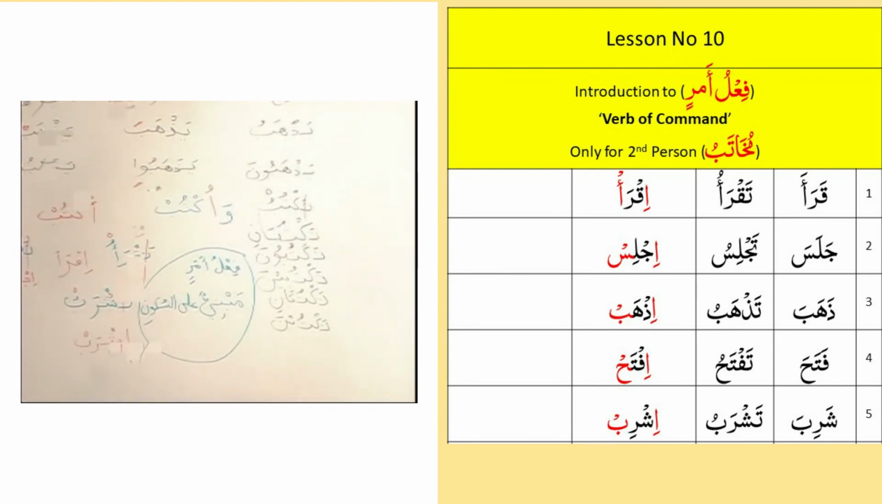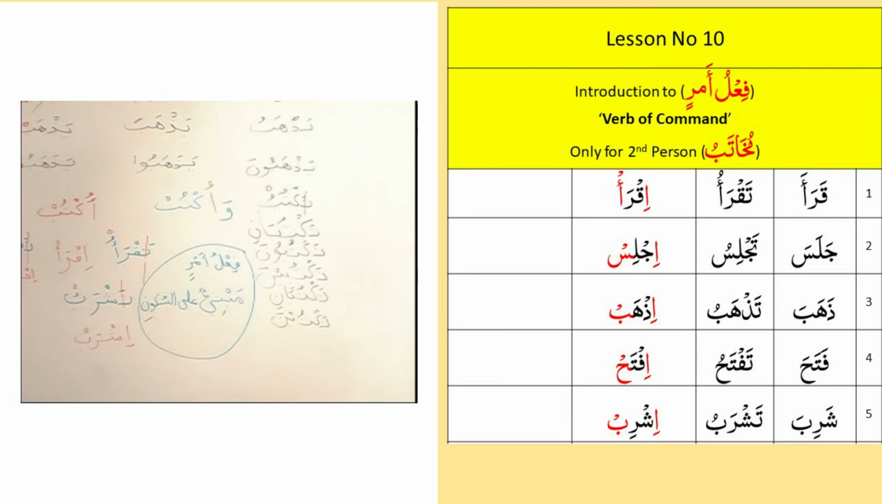Are you with me, brothers and sisters? Fi'l Amr is mabni on sukun. Are you with me? All sukun. Where is the fa'il? Mustatir, its taqdir is anta. Are you with me, brothers and sisters? I will repeat again. Aina fa'iluhu? Where is the fa'il of it?